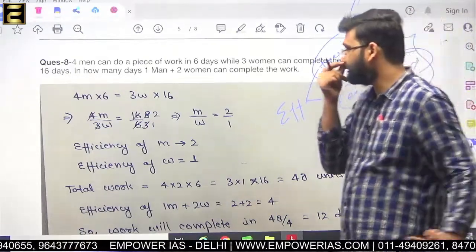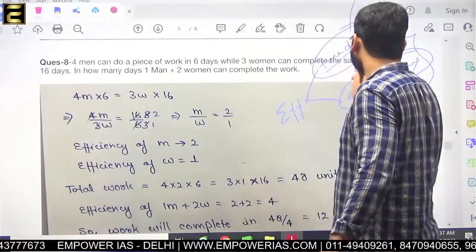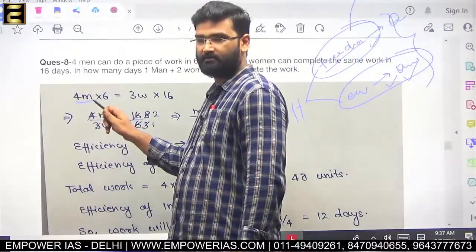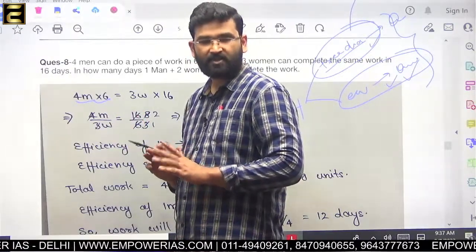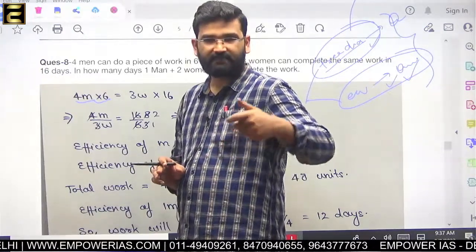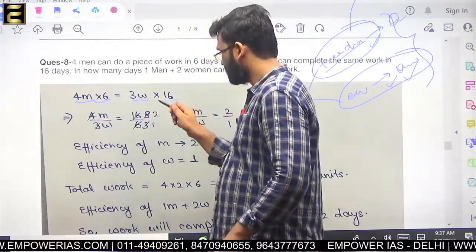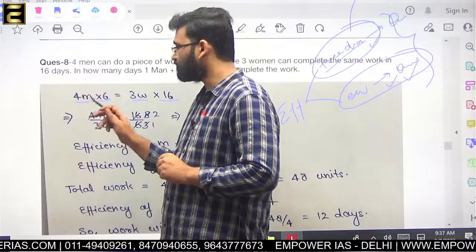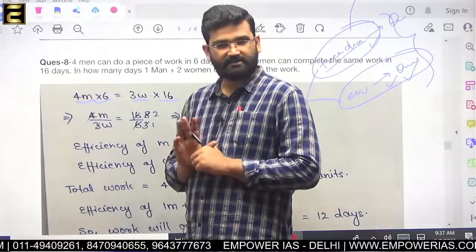Now see here, 4 men can do a piece of work in 6 days, 3 women can complete the same work in 16 days. So it means the efficiency of 4 men working for 6 days, they complete the work. Similarly, 3 women working for 16 days, they also complete the work. It means that the efficiency of 4 men into 6 is equal to the efficiency of 3 women into 16. Is this clear or not?